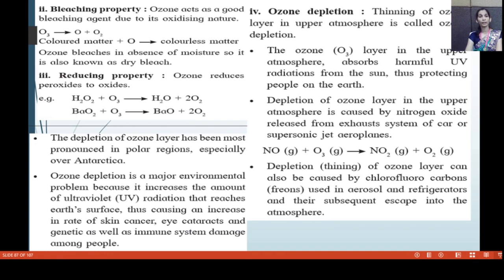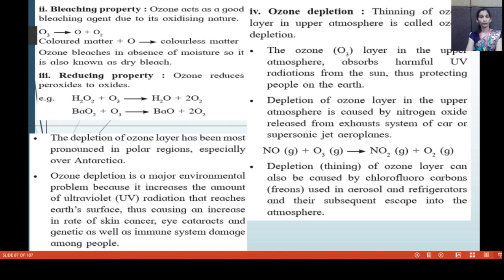Now the next one is the reducing property. Ozone reduces peroxide to oxide. That means when H2O2 reacts with ozone, then we get the oxides.